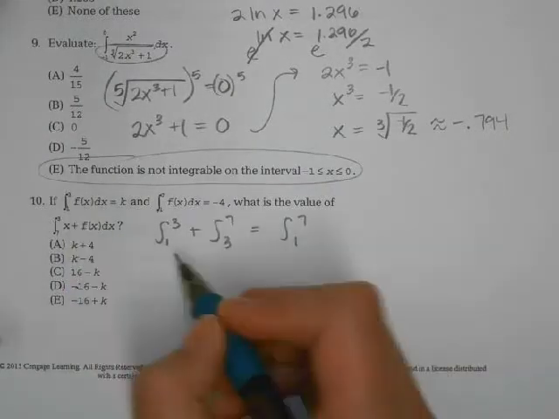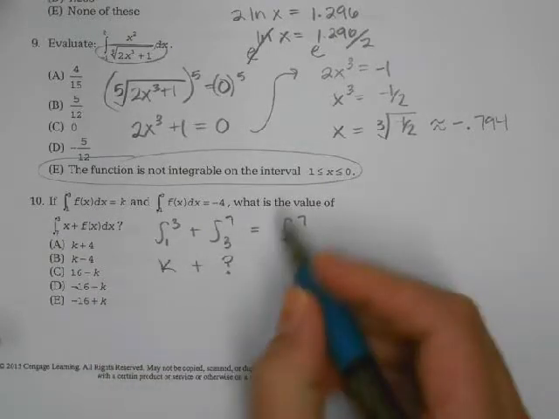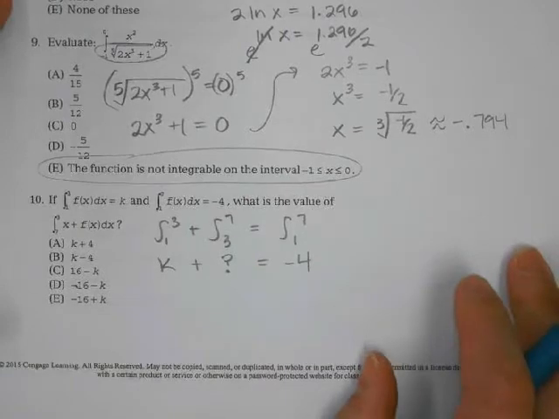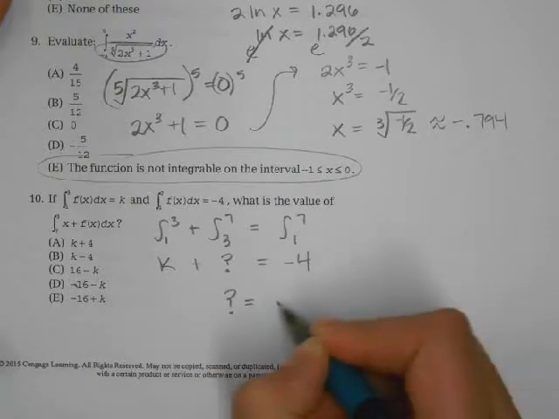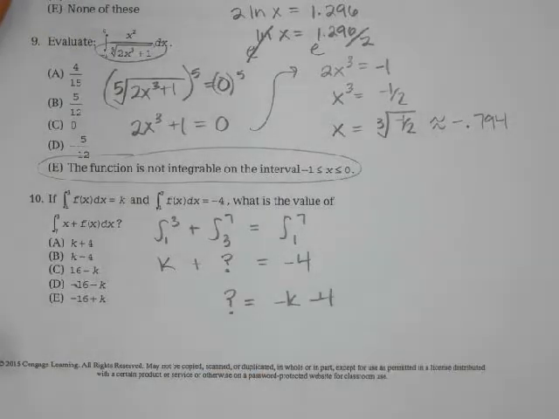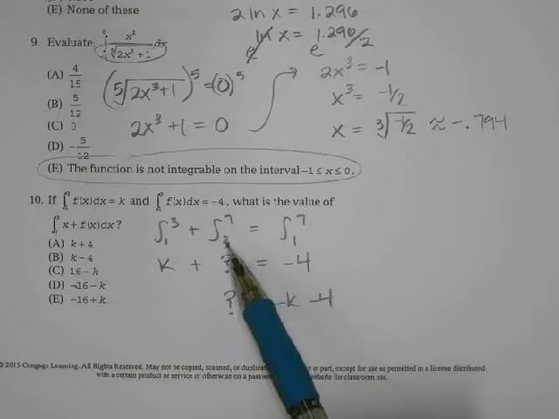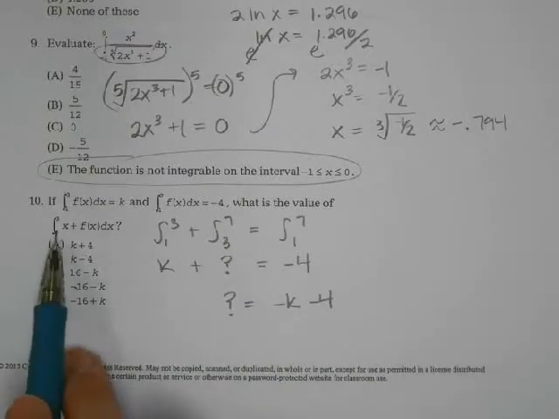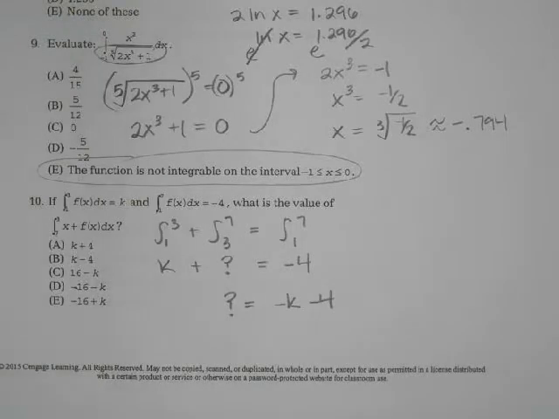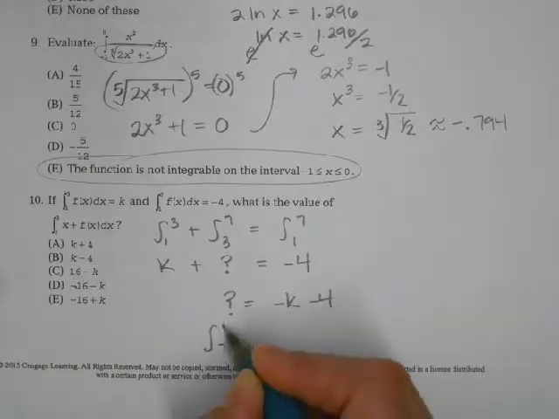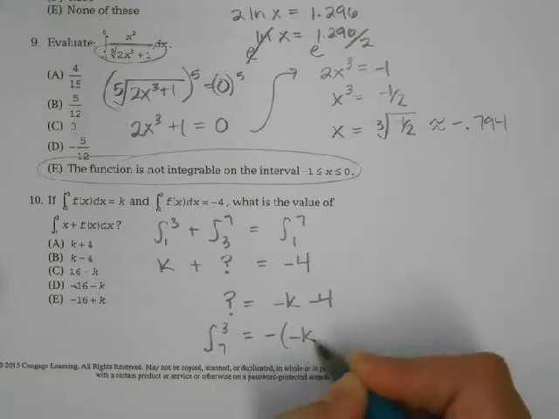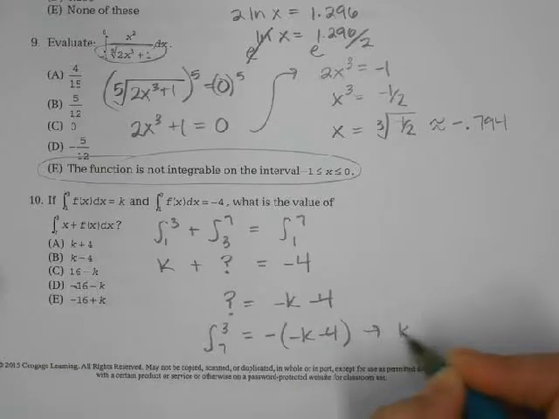So I said 1 to 3 is k. This is the one I'm trying to find, and this equals negative 4. So k plus something equals negative 4. Then my something equals negative k minus 4. I knew that my something was the integral from 3 to 7, and they gave us the integral from 7 to 3. If you remember, when you put the limits backwards like that, it's just the negative version of your integral. So if I was going from 7 to 3, it would have been the negative of this, so that is positive k plus 4.